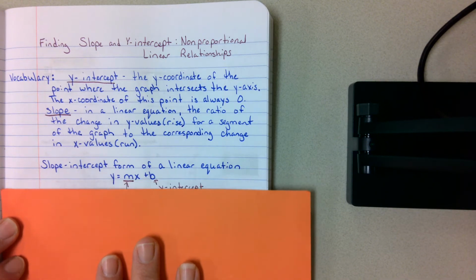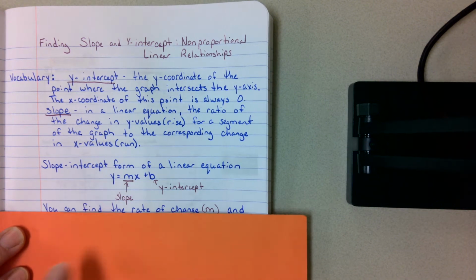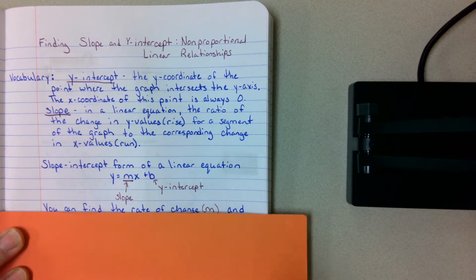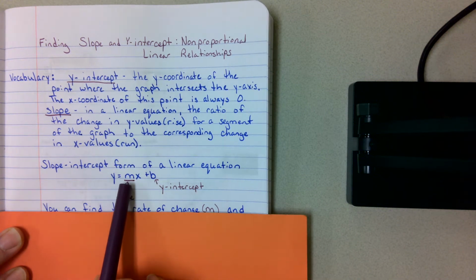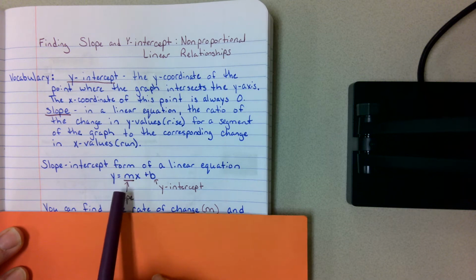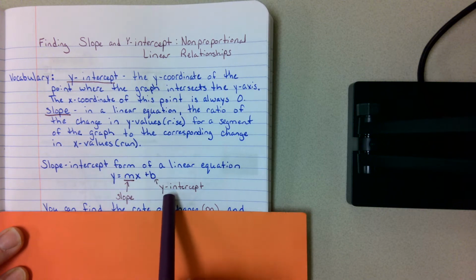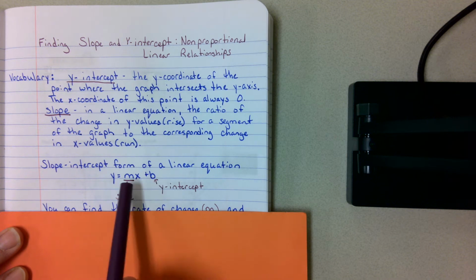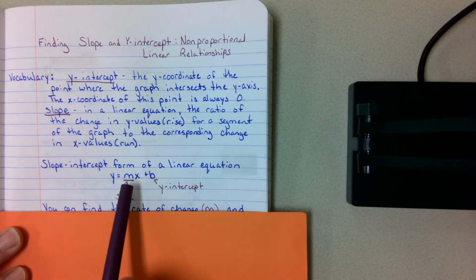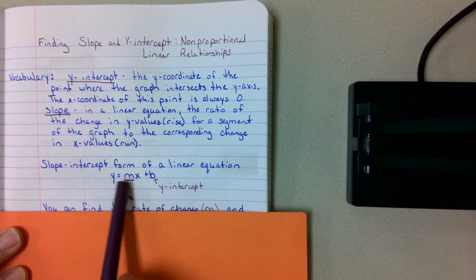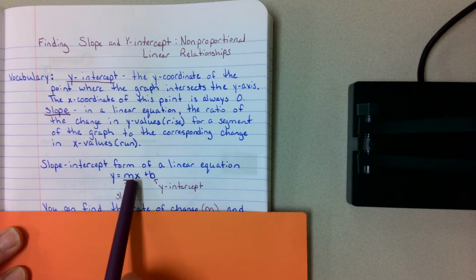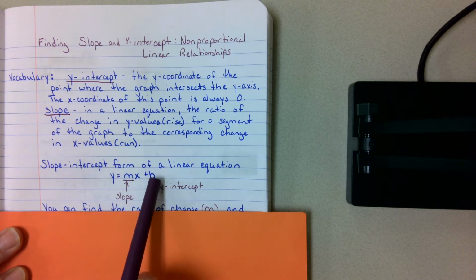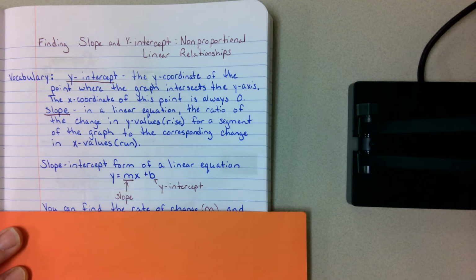Slope-intercept form of a linear equation is y equals mx plus b. In this form, your m is your slope, and your b is your y-intercept. So if I'm given an equation in slope-intercept form, I can find my slope right here. It's the coefficient in front of x, and then my b is my y-intercept.